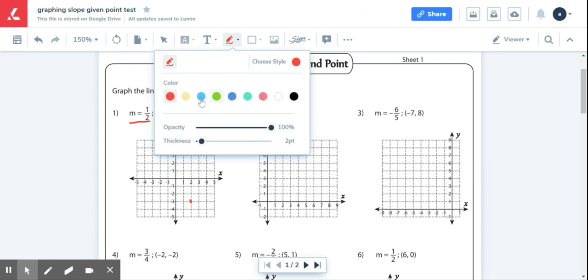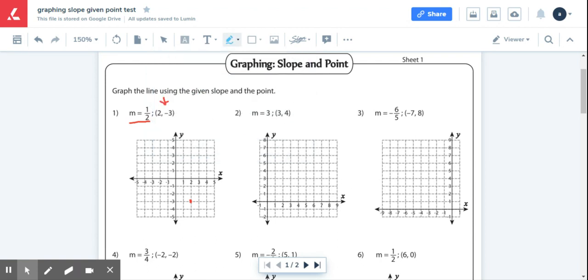Now, using our slope, which they gave us as 1/2, which is the same as our rise over run. Our rise is 1. Our run is 2. Now, what does that mean? That means we start at our point and we're going to rise or go up 1, and then we're going to go over 2.